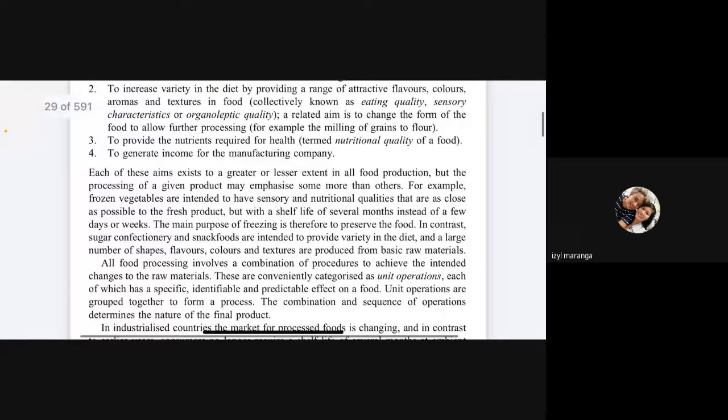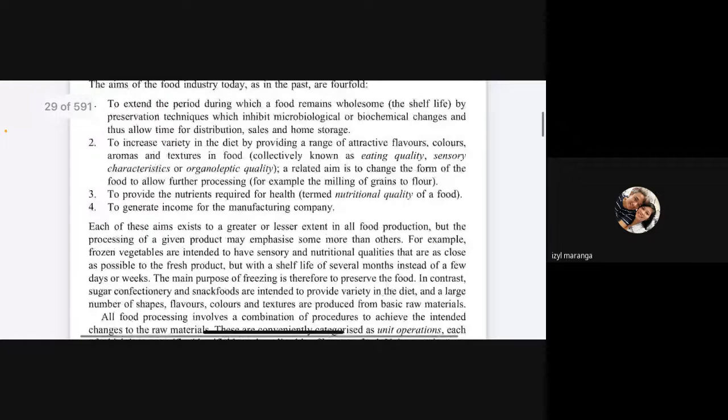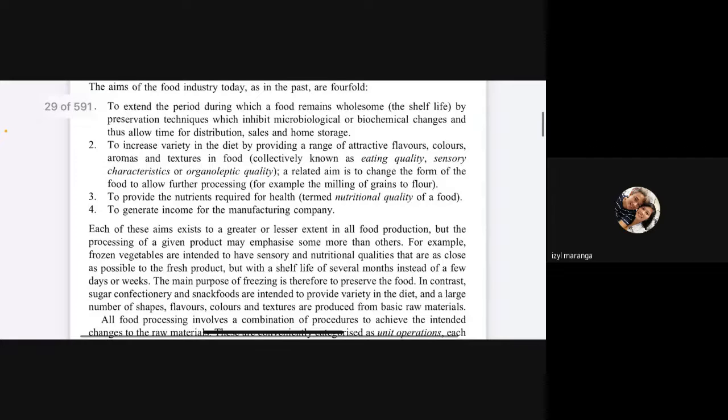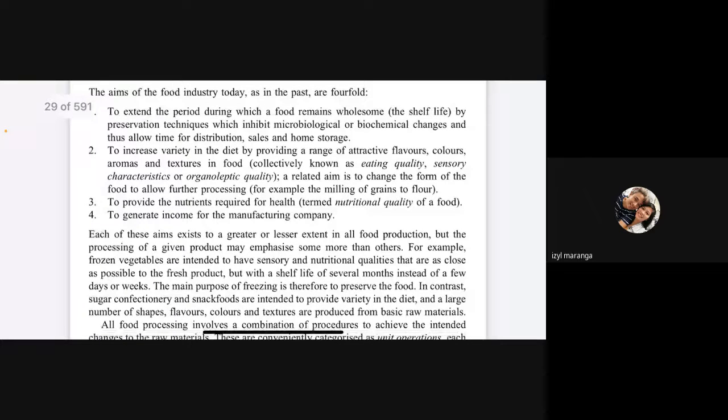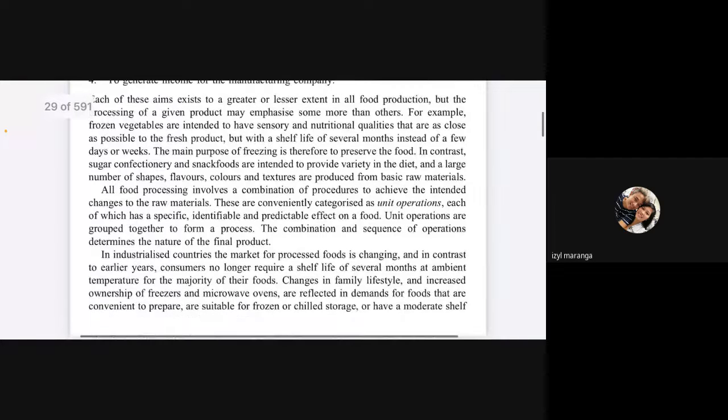And lastly, to generate income for the manufacturing industry. Of course, kwarta-kwarta pod, no? Business good na siya. Okay, so those are the 4 aims of the food industry.